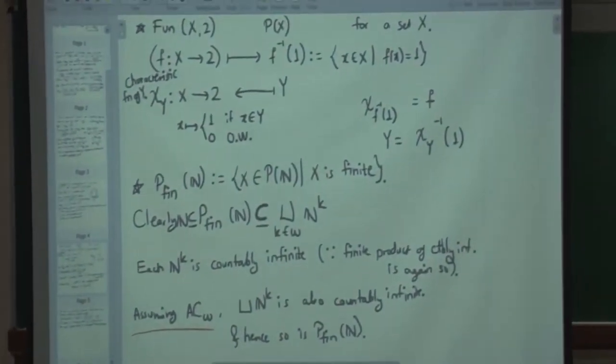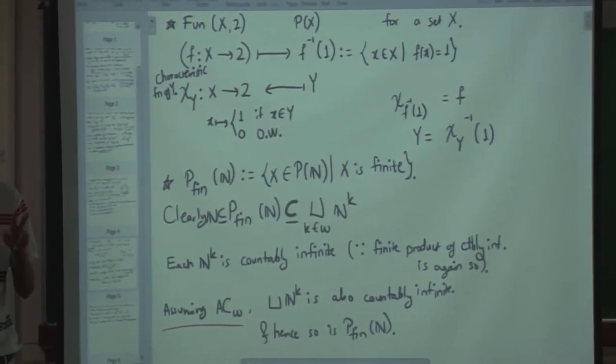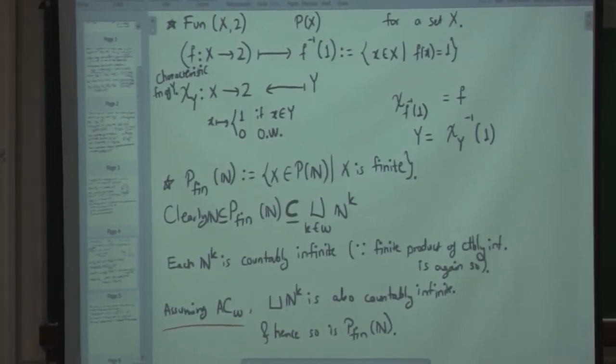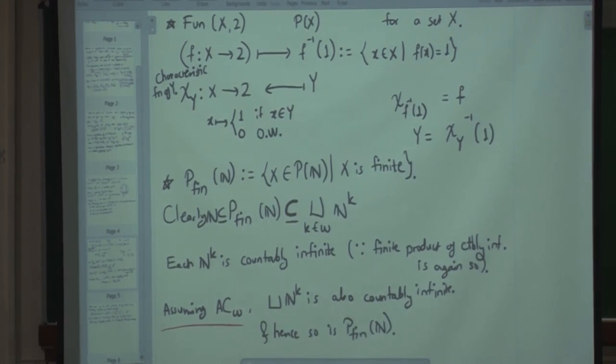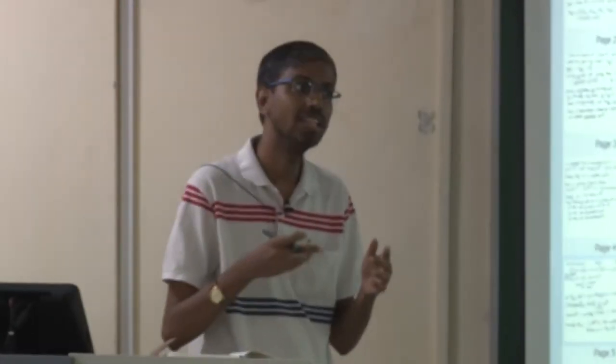Now, I want to point out something from the last slide, and which is this part. To prove the same result, we use two different techniques. This is precisely, P_FIN(N) is the collection of finite sequences. We can always arrange them in increasing order. So we have used two different techniques to prove the same result. One technique used axiom of choice, countable choice. The other technique did not use axiom of countable choice.